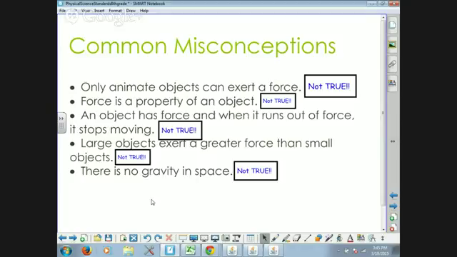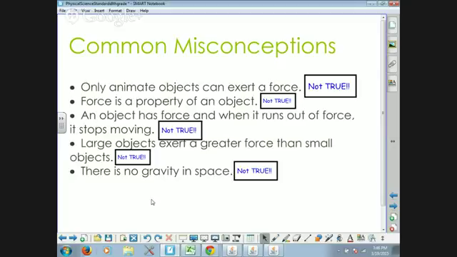I love this one. An object has force, and when it runs out of force, it stops moving. Force is not like gas in your gas tank. You can't just run out of force. It's not like I'm walking down the road and then I just run out of force. If it's something that's being done to me, then all of a sudden that force is maybe not being applied, but it's not like I actually run out of force.